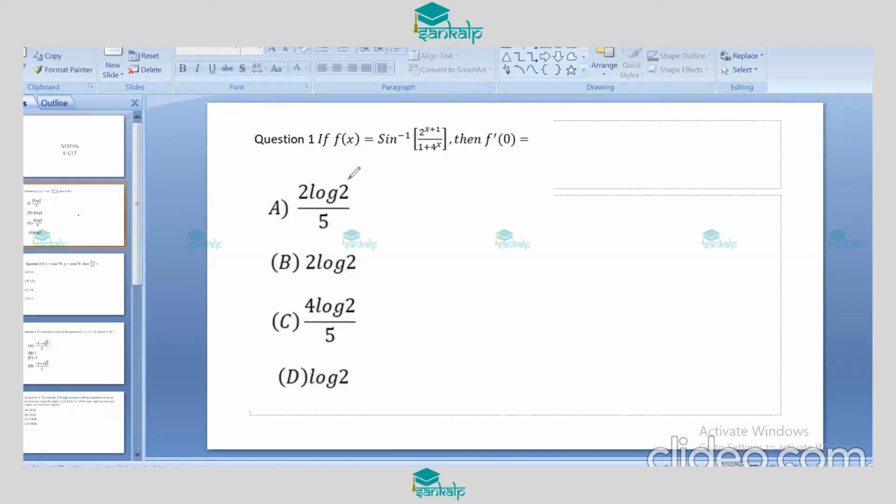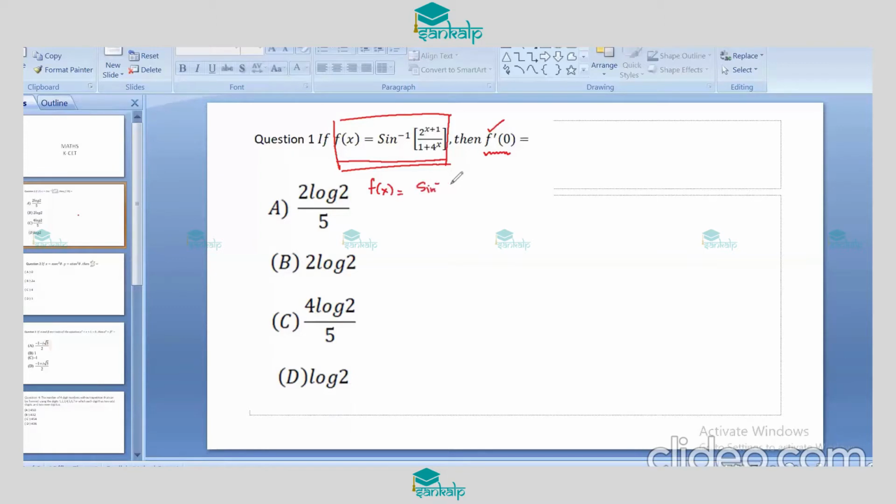In question number 1, you can see that you are given f of x equal to sine inverse of 2 power x plus 1 by 1 plus 4 power x. But then you have to find f prime of 0. If I take this function directly and find the derivative, it will be very difficult because it is a complicated function. So first I will modify the function. I'll change the function. How?